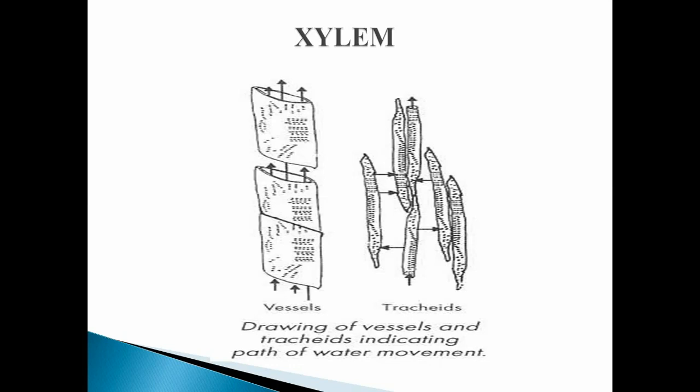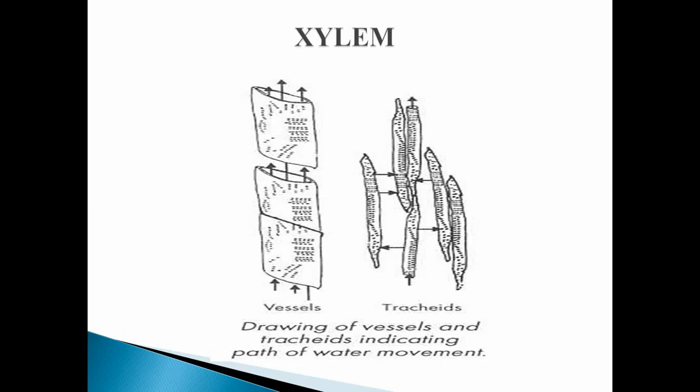Next look at xylem vessels, which are also known as tracheae. They are long tube-like structures meant for transporting water and dissolved minerals. You can see the vessel-like structure. They are also elongated cells and are placed end to end, forming a long tube through which water and dissolved minerals can be transported.